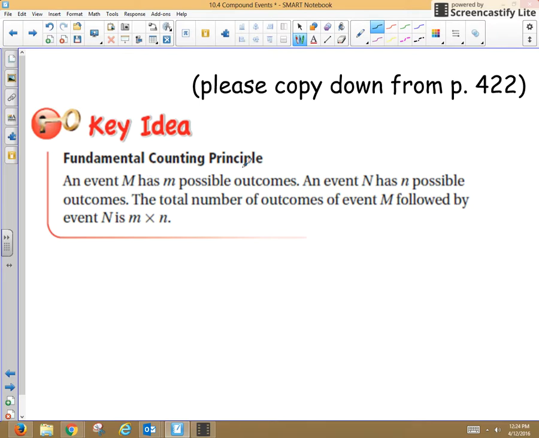Okay, the key idea is called the fundamental counting principle. I need you to copy this down. An event, which we'll call capital M, has lowercase m possible outcomes. An event N has n possible outcomes. The total number of outcomes of an event M followed by N is you just multiply the number of possible outcomes for M times the number of possible outcomes for N. Go ahead and copy this down and it will make more sense in just a moment.